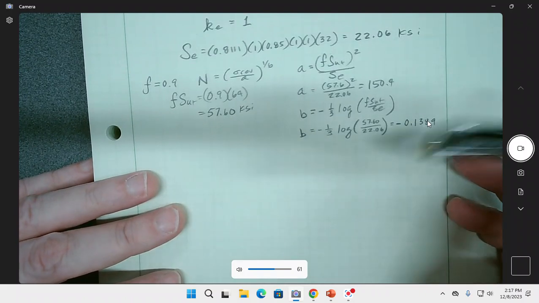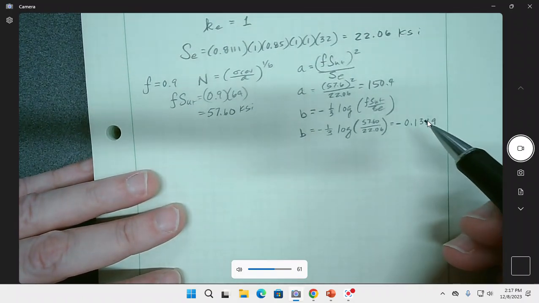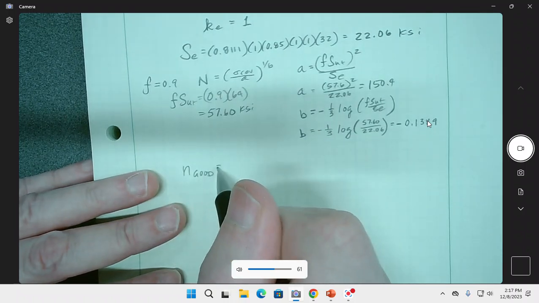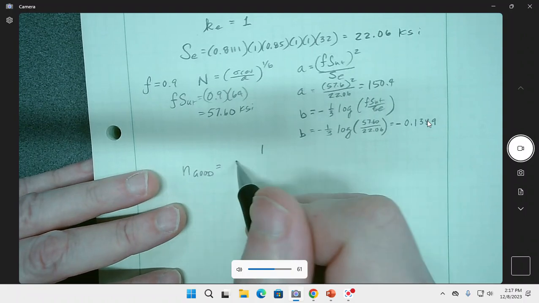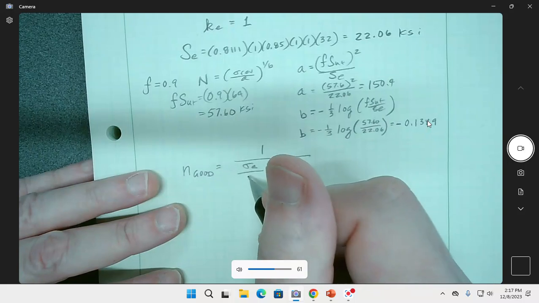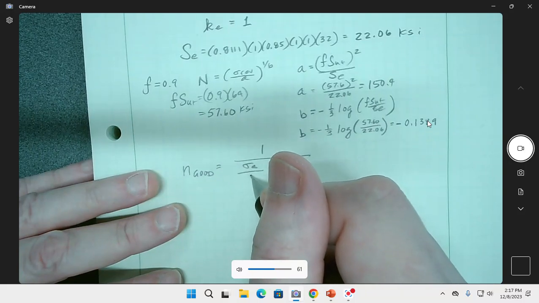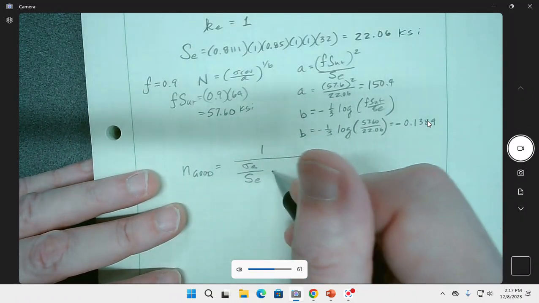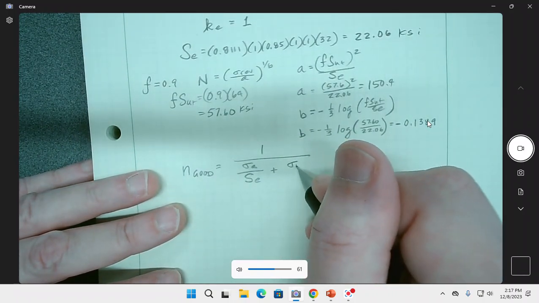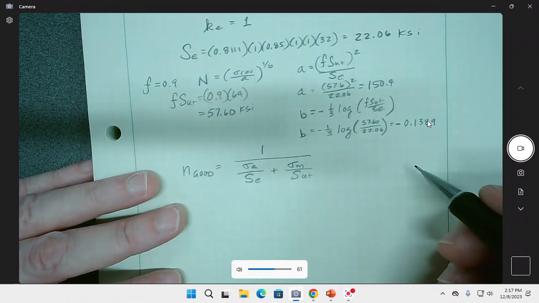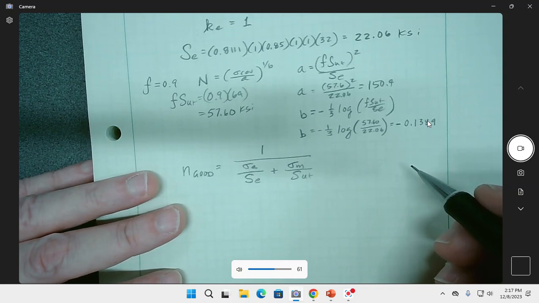Okay, so let's go modified Goodman on this. So N good is going to be equal to 1 over alternating divided by SE, plus mid-range divided by ultimate. Is that true? No, it is not, unfortunately.